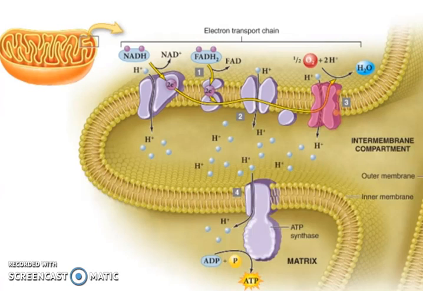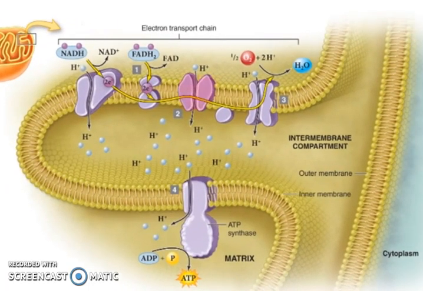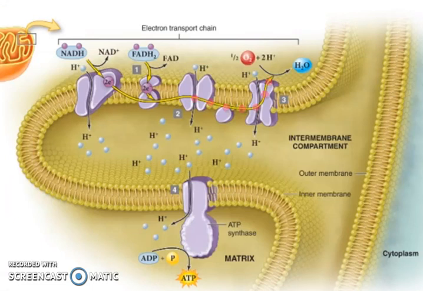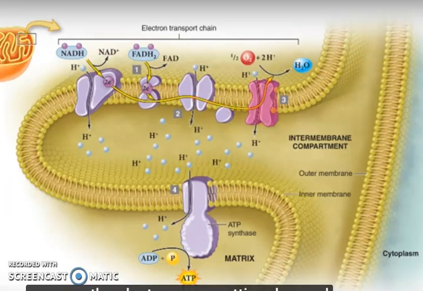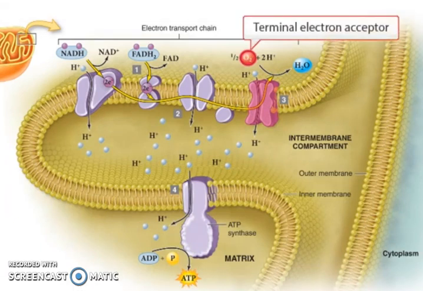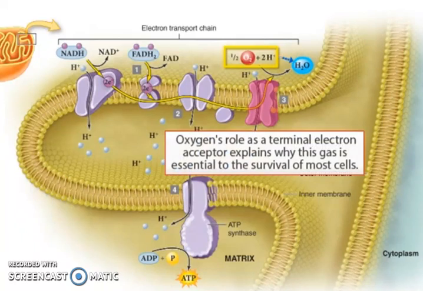Now, look at the fourth enzyme of the transport chain. Since this enzyme is at the end of the transport chain, it has to get rid of the electrons that it's acquired from the third protein in the chain. Otherwise, the whole chain will stop working as the carrier proteins become clogged with electrons. At the fourth enzyme, the electrons are dumped onto an oxygen, which is called a terminal electron acceptor. The oxygen then immediately reacts with free hydrogens to form water, one of the end products of respiration. Oxygen's role as a terminal electron acceptor explains why this gas is essential to the survival of most cells.